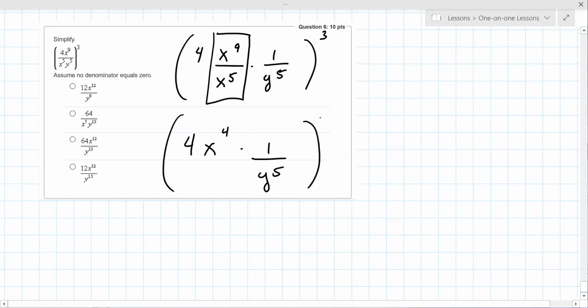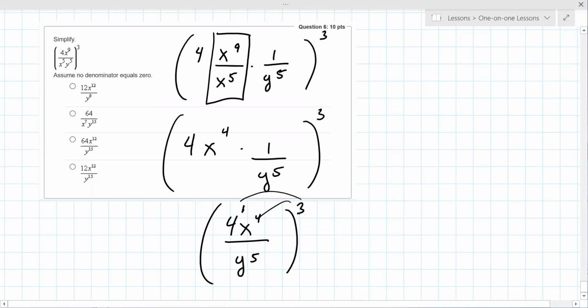So this is where we're at so far. Then we're going to combine, squeeze everything together: 4x to the 4th over y to the 5th, all to the power of 3. There's a power of 1 with the 4. Do you see that? Yes. So this 3 applies to the exponent, not the base. 4 is the base, 1 is the exponent. So what does this become? 4 to the 3rd, x to the power of 12, y to the power of 15.